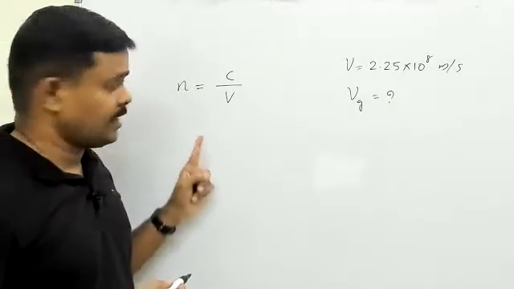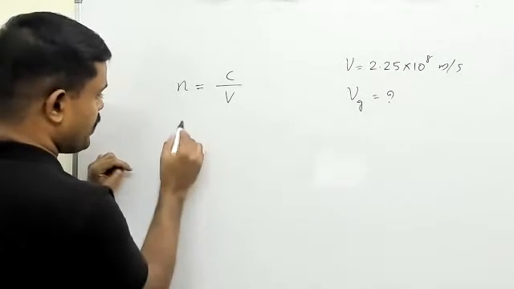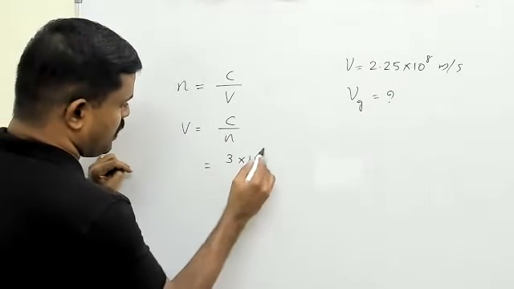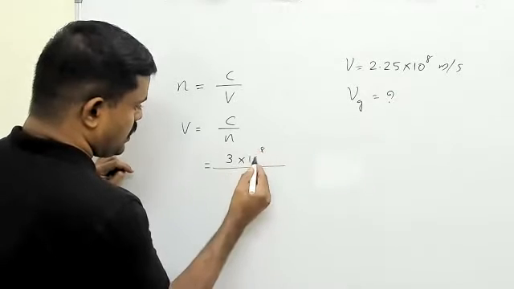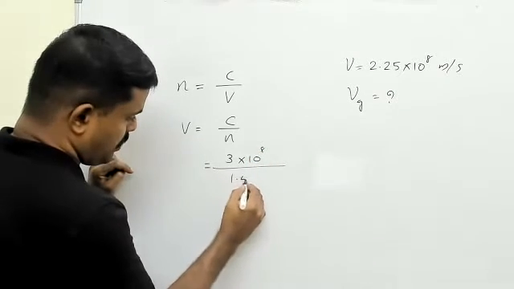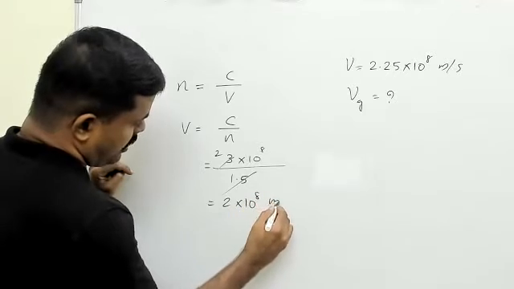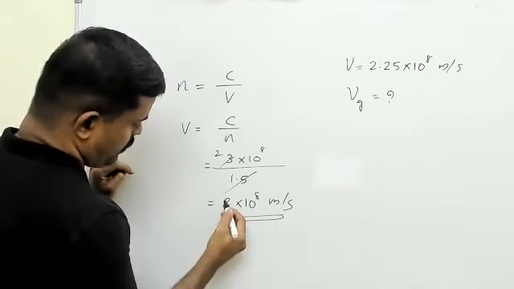N is equal to C by V. They are asking you to find the velocity. Velocity is C by n. What is C? Velocity of light in vacuum, 3 into 10 power 8. And they are talking about glass, which is 1.5. So you cut this and this, and you're getting 2 into 10 power 8. Other values are given to confuse you. You won't need those values, okay?